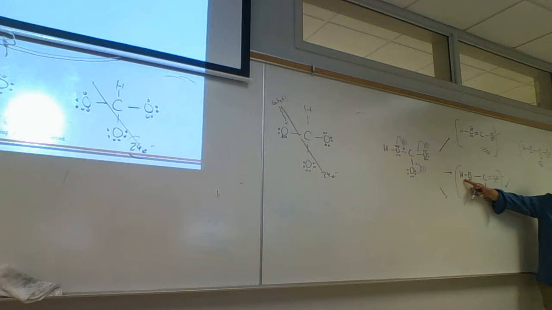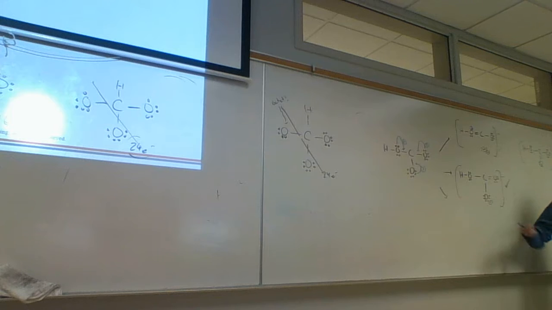The hydrogen formal charge is 0. Its oxidation state is 1, but its formal charge is 0. This oxygen is 0. Carbon 0. This oxygen 0. This oxygen -1. So when we look at this, this is how we distribute the electrons.